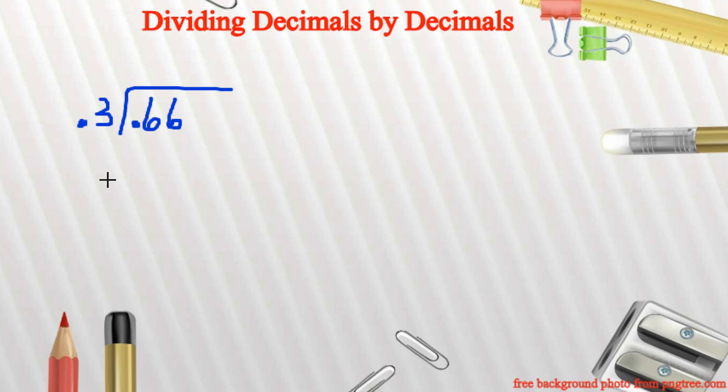The first thing that you need to do, the first step, is to make this divisor, the outside number, into a whole number. And I'm not going to go into a lot of explanation about how this works, and I'll try to do a video later that explains that. I'm just going to give you the shortcut this time and walk you through some examples.